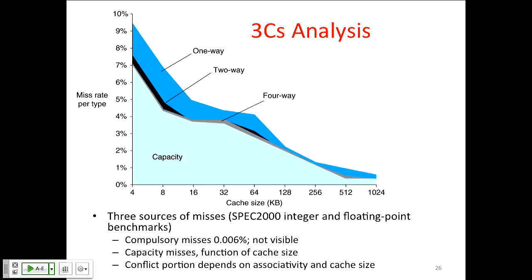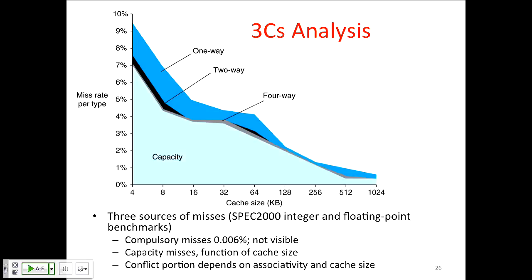The other thing to notice here is the conflict portion. The conflicts are the difference from having one-way to two-way to four-way. As you notice, getting past four-way associative, there are diminishing returns. You don't really see much. You got rid of most of the conflict misses basically at 2 to 4-way, and there are diminishing returns past that in general for most programs.